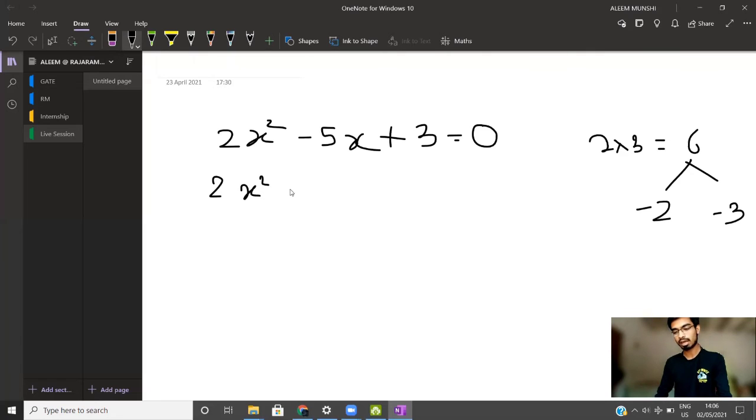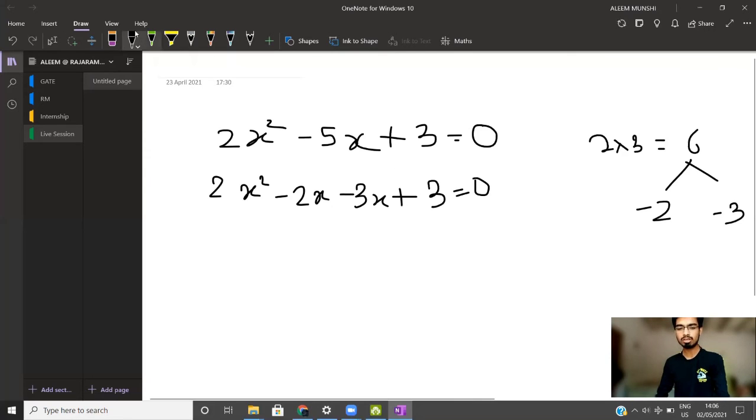2x square, and I consider the middle term. I will split the middle term now. How? Minus 2x and minus 3x. Using these two factors that I have got, I'll split the middle term and I'll write everything as it is.